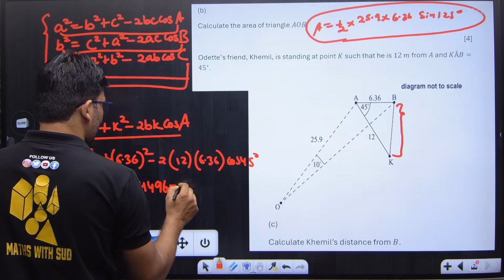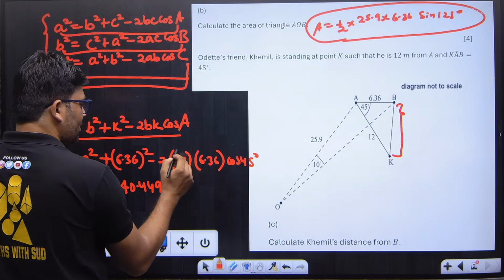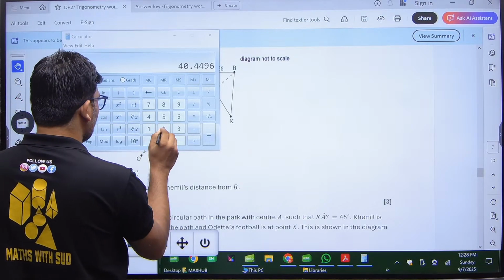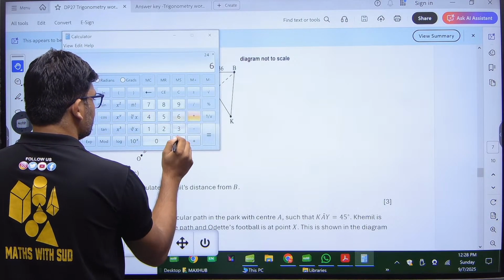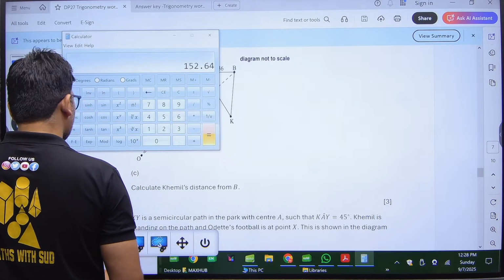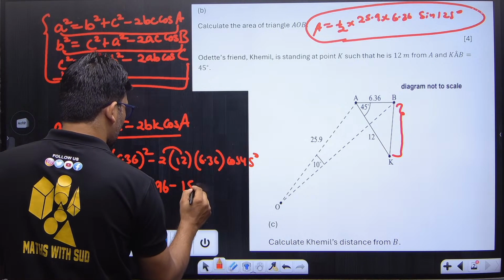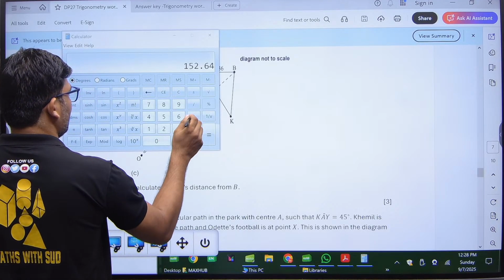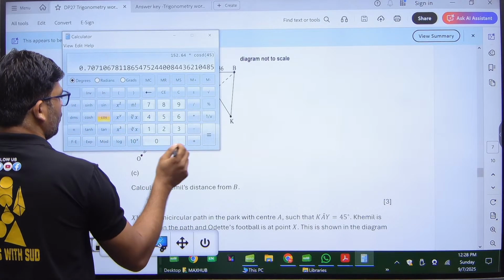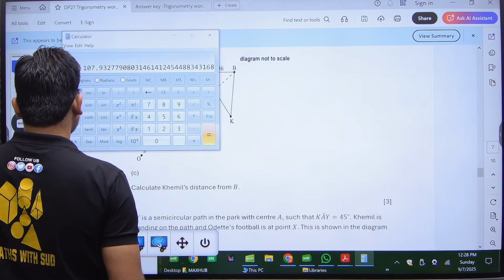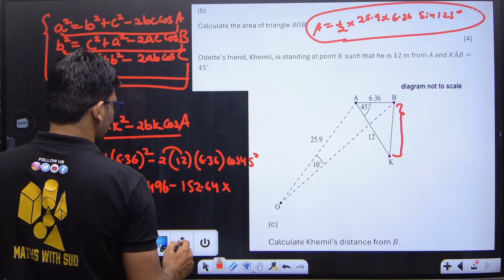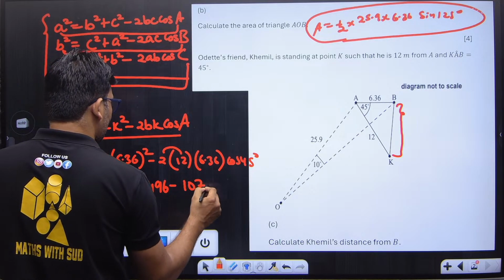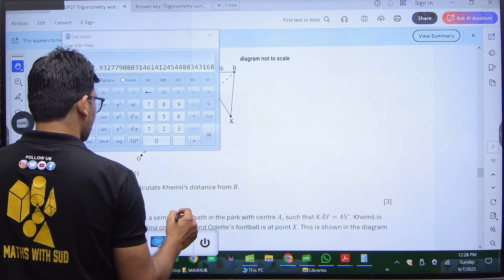So I am writing 40.4496 minus 2 into 12, so I'm multiplying this. 2 into 12 is 24. So 24 into 6.36, I got as 152.64. And I have to multiply this by cos 45 degree. So I get this as 107.932.